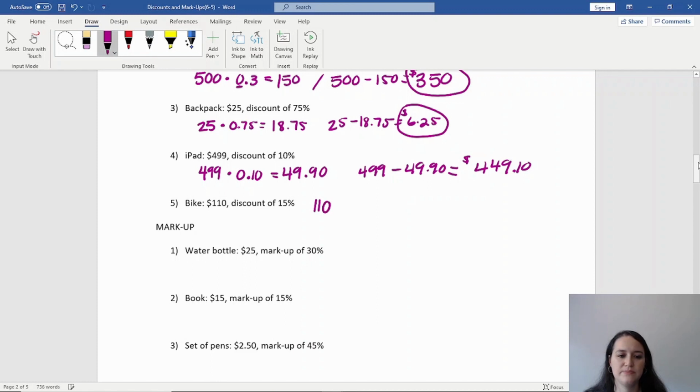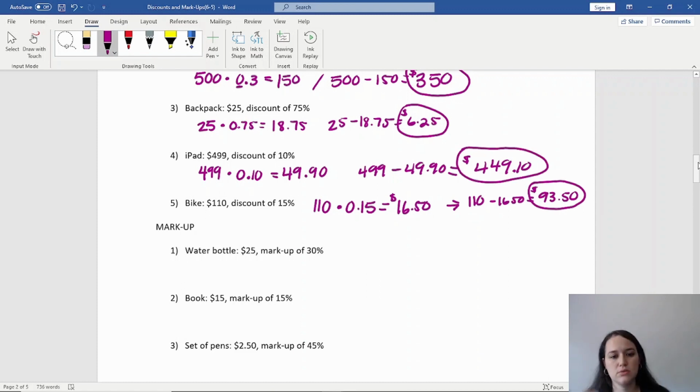And your bike question, $110 times your 0.15, there we go. All right, I'm gonna save $16.50 off of this bike. So 110 minus $16.50 is $93.50 that you are going to pay for this bike. Okay, so that's your discount.